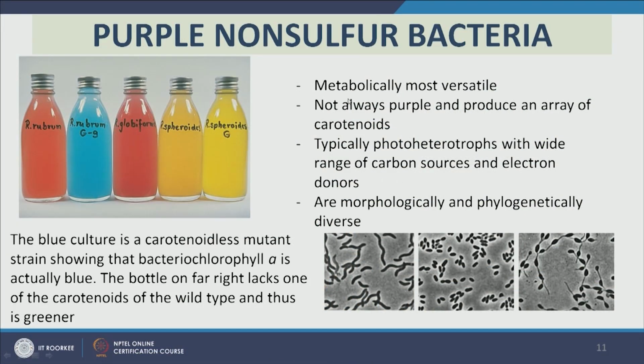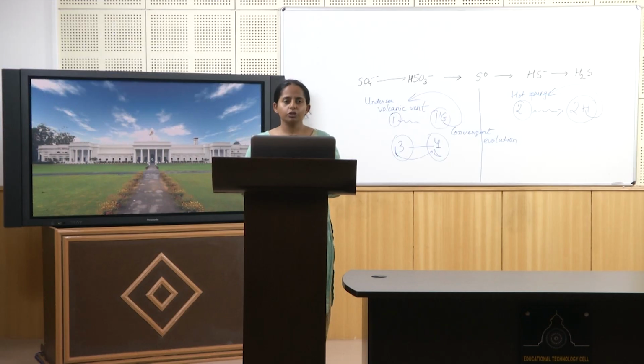This is very important. If I ask you a simple question, which are the metabolically most versatile bacteria, you should know: purple non-sulfur bacteria. These are typically photoheterotrophs, so they use light as a source of energy and some other carbon source, not carbon dioxide, but they are metabolically very diverse. Some of them might actually use carbon dioxide and be autotrophs, and also a wide range of electron donors. They are not obligate phototrophs, they do not need light to survive.